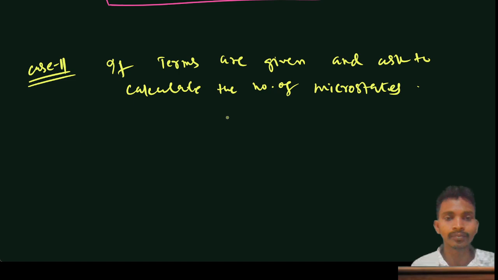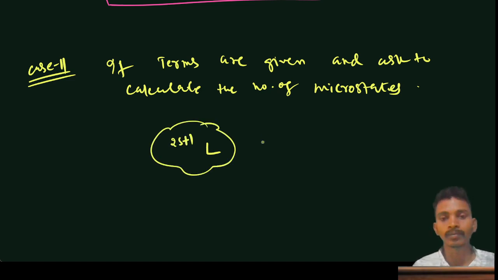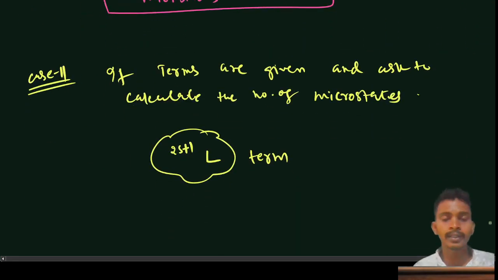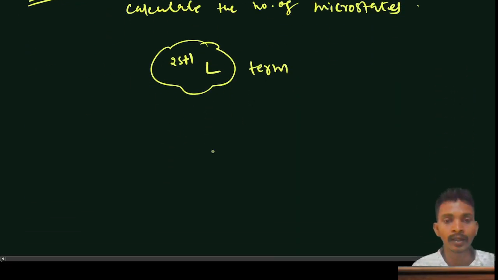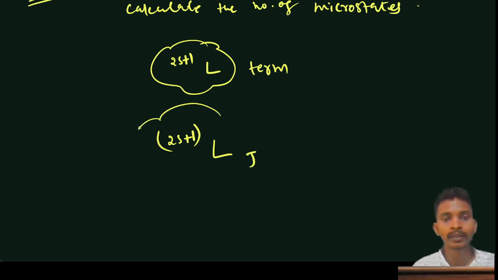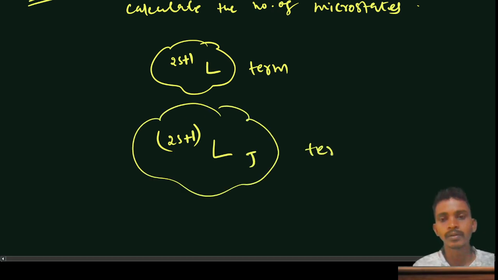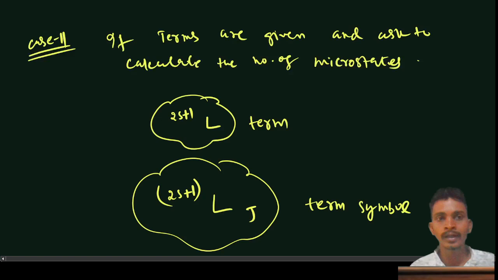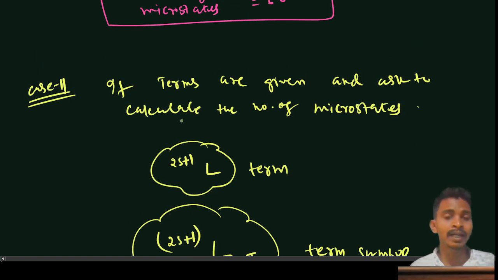So terms, we can say that L and 2S plus 1, this is called the term. We will discuss in detail about this term and term symbols. And the term symbol is 2S plus 1 and J. This is called the term symbol. For the time being, we will discuss only those things which are needed for calculating the microstates.